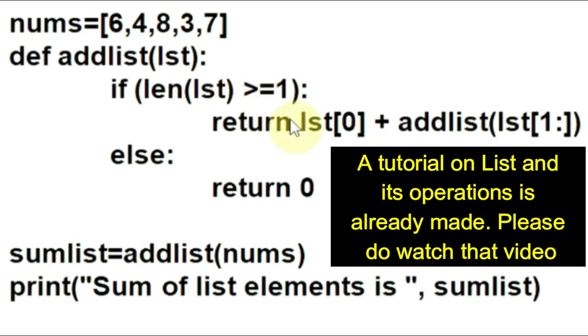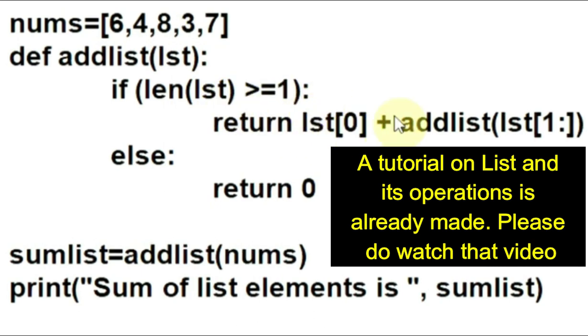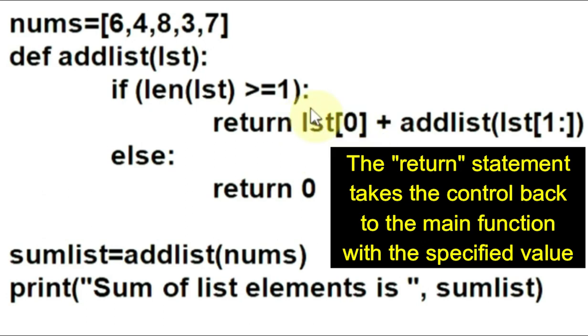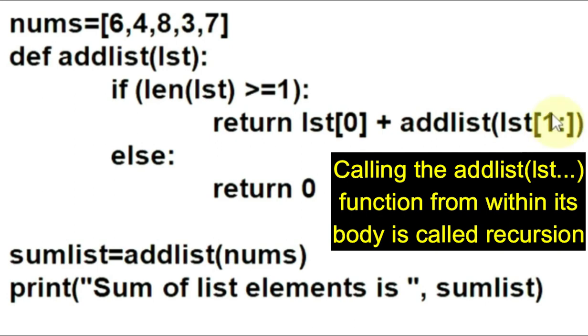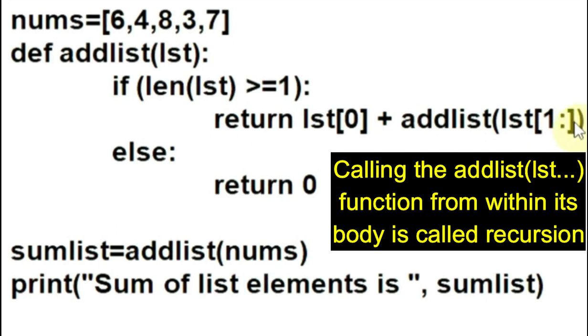Yes. Return, go back to the main function taking the first value. 0th index location means the first value of the list, that is 6. So go back to the main function taking 6. But 6 cannot be taken back to the main function. Why? Because you are doing the recursive call again and taking the list from the first index location till end. See, after the colon, if you don't write anything, it means up till the last element of the list.